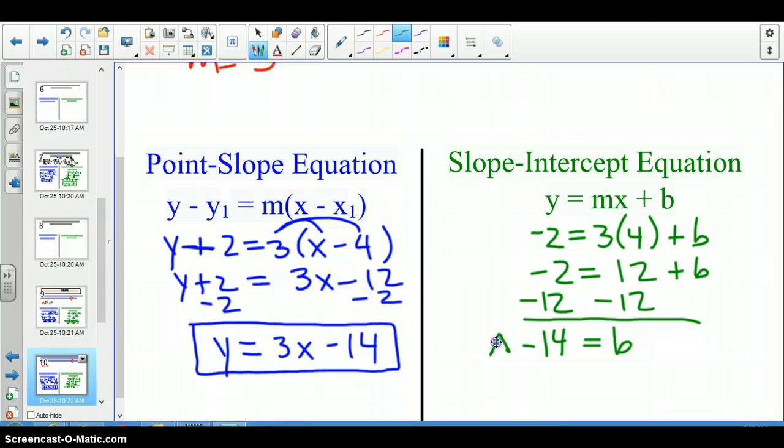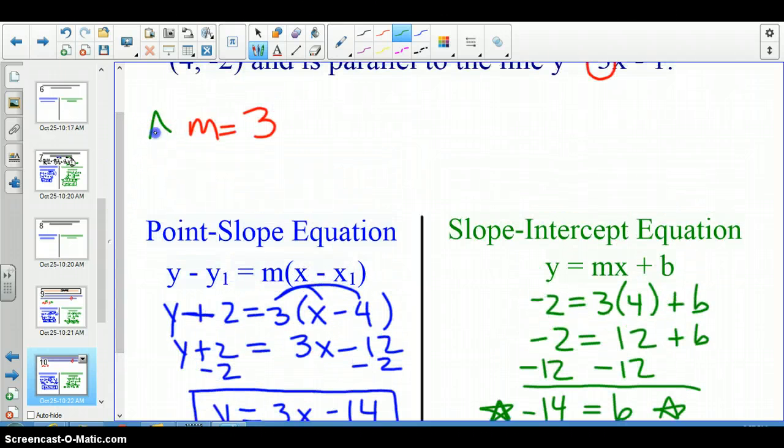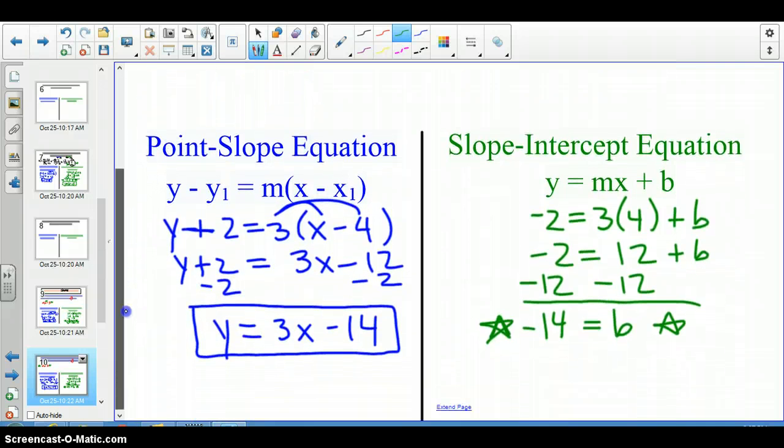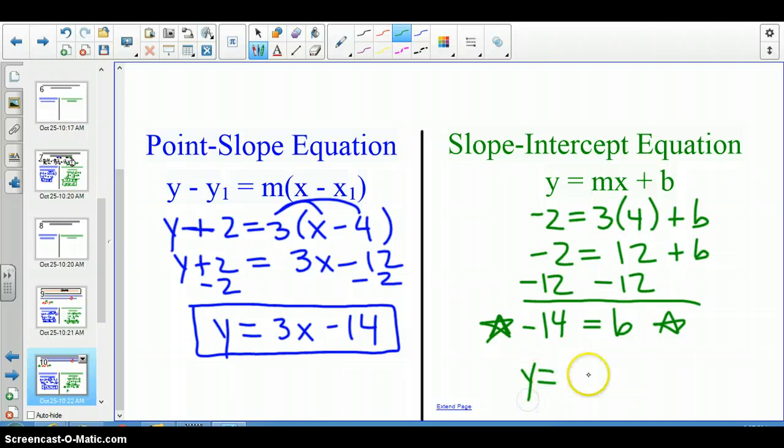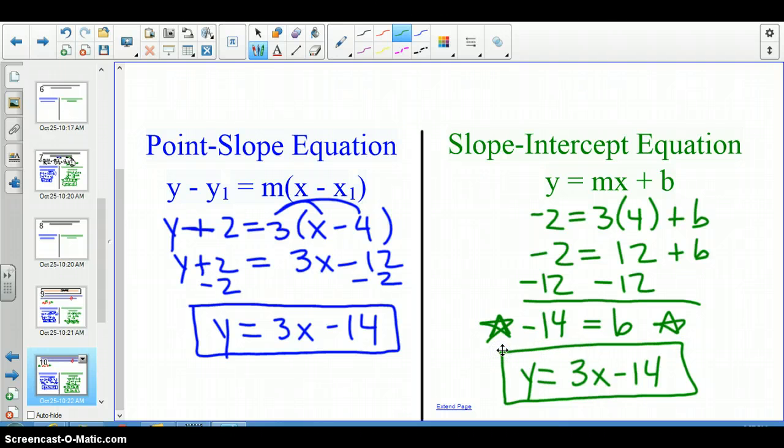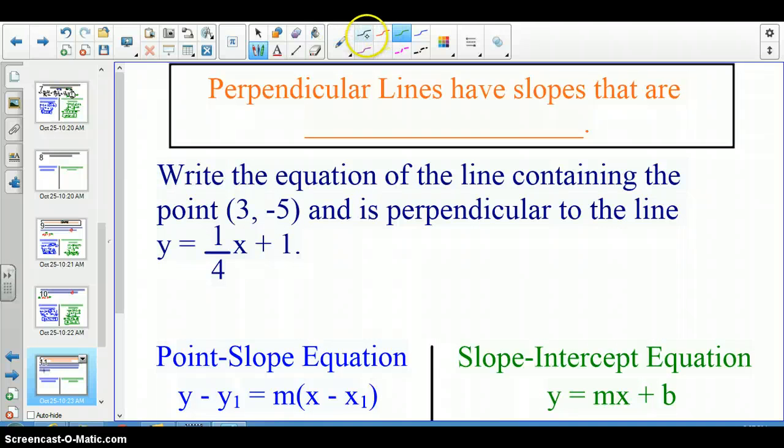So I'm starring that, going back up, starring my slope. So I'm going to write my new equation. y equals 3x minus 14. Okay, perpendicular lines have slopes that are opposite reciprocal.